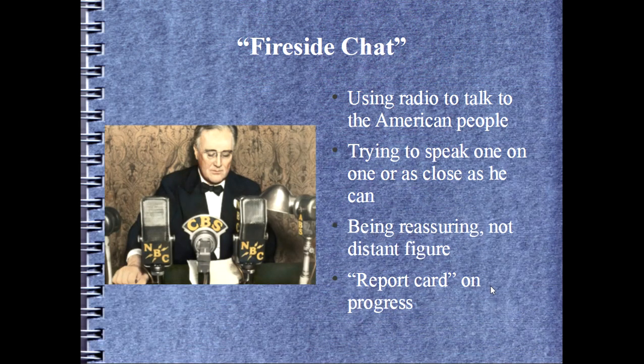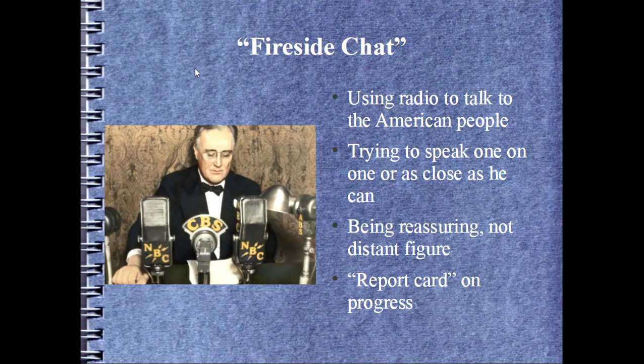FDR uses the radio to talk to people. This is new technology, but the reason he's using it is because he's trying to speak one-on-one. It's like he's talking to you. You're sitting in front of the radio at 7 o'clock, and he's telling you what we're doing.